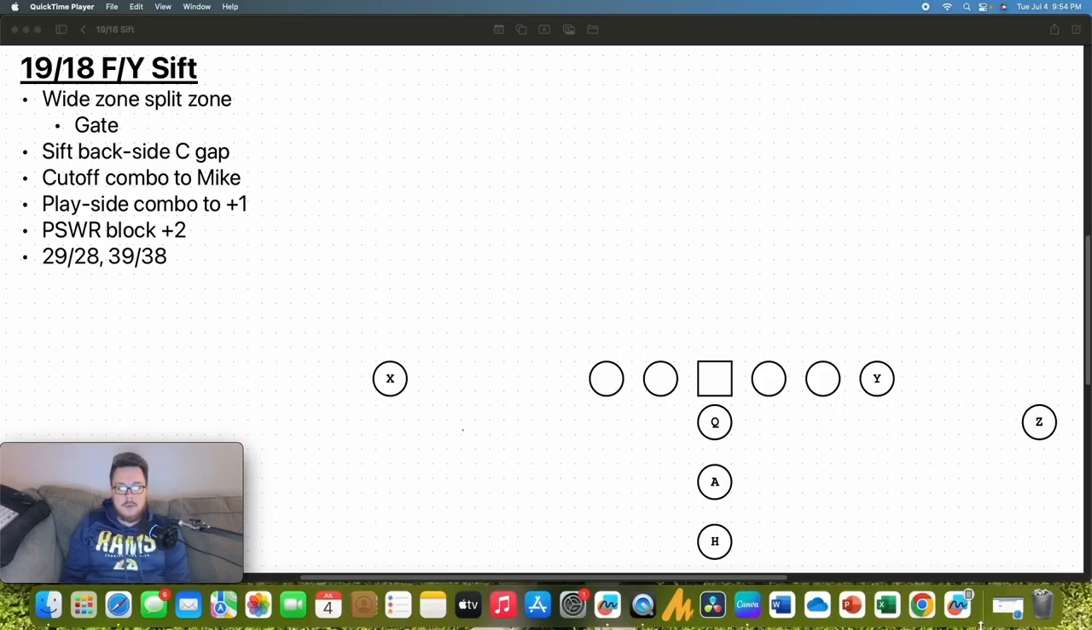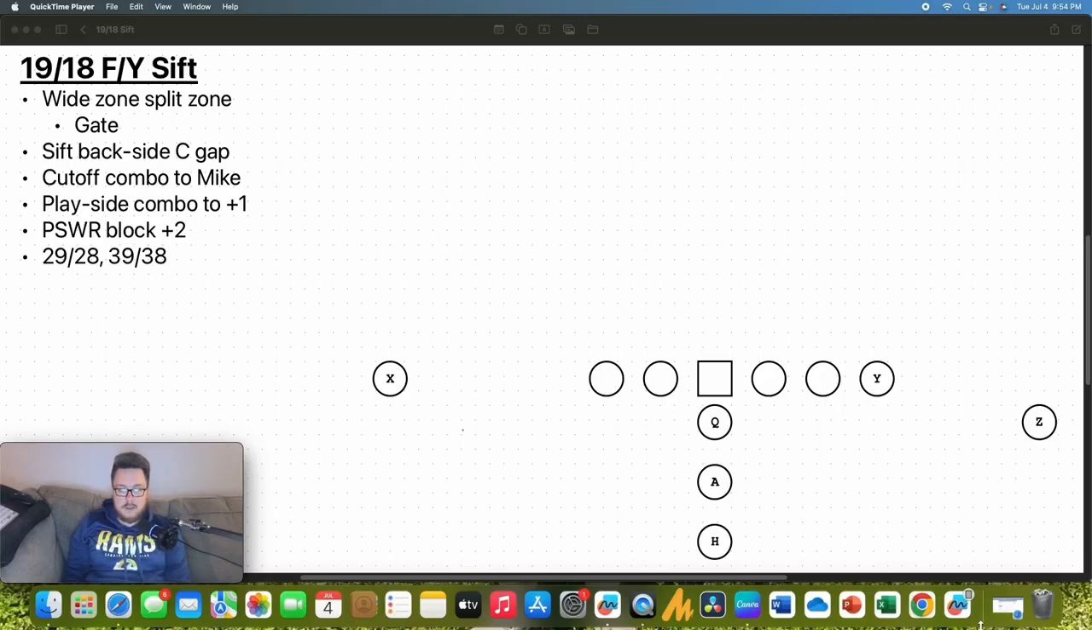One of my favorite ways to run wide zone RPOs and even inside zone RPOs is off of split zone action. In this video, I'm going to take you through how I adapted the different variations of split zone from the Shanahan and McVay offense to better fit the high school level.